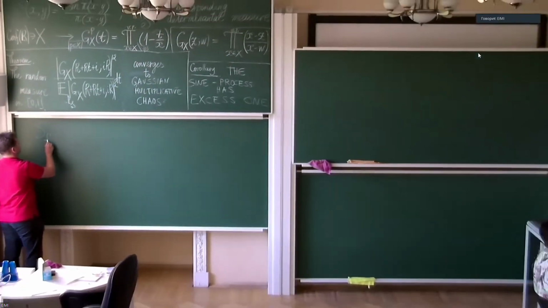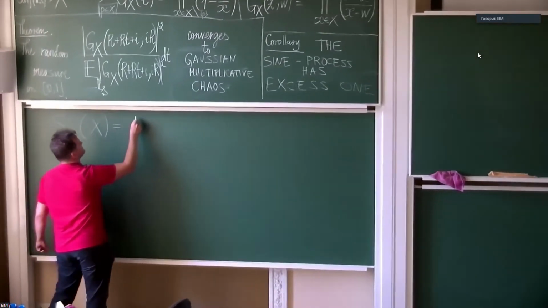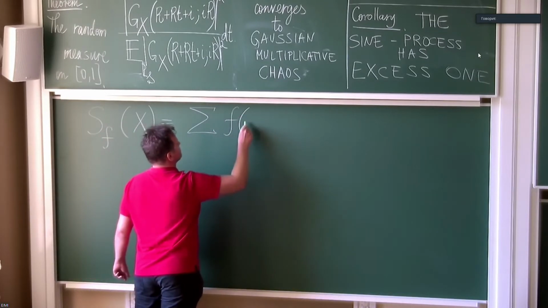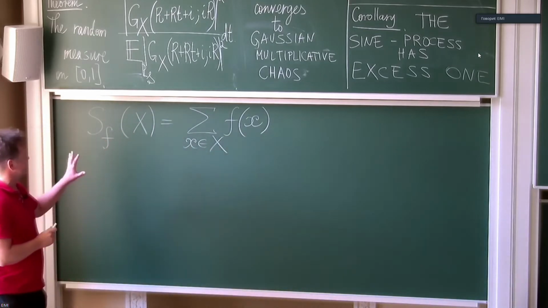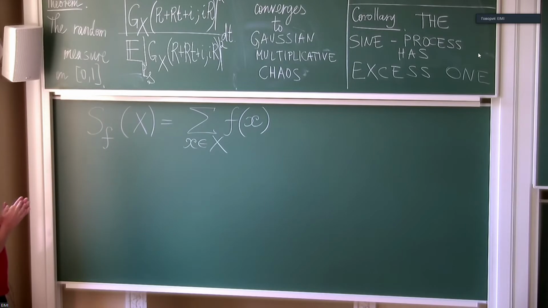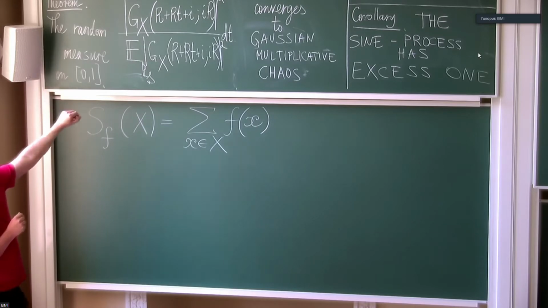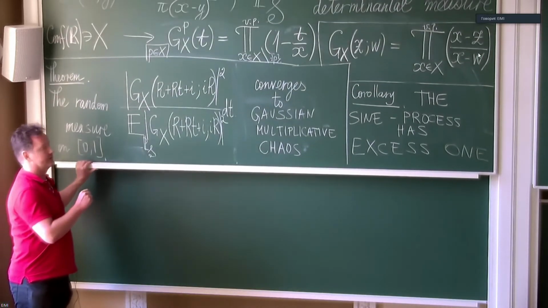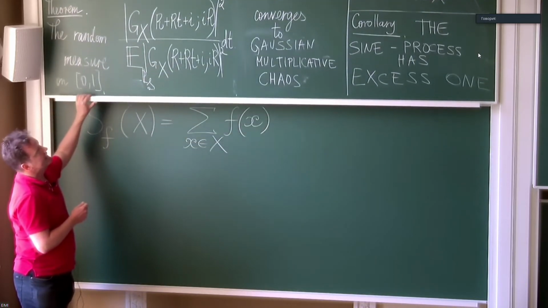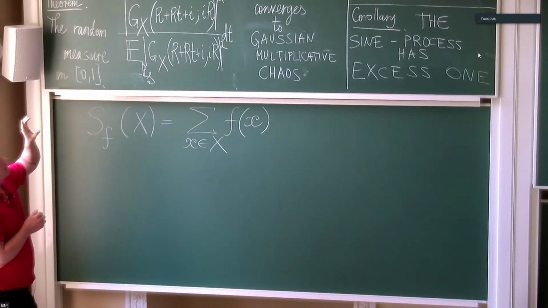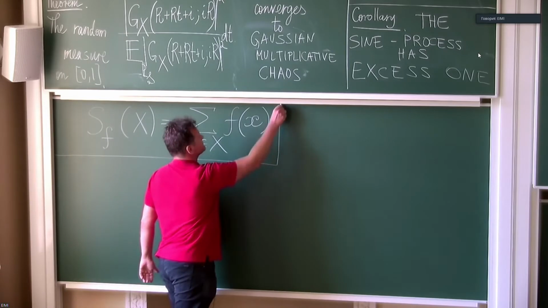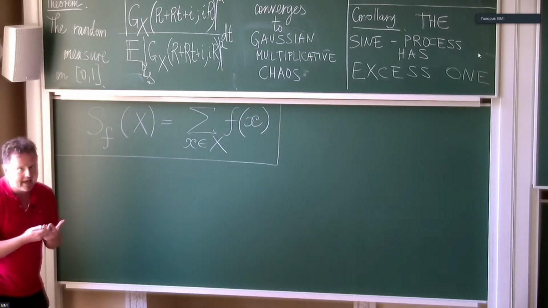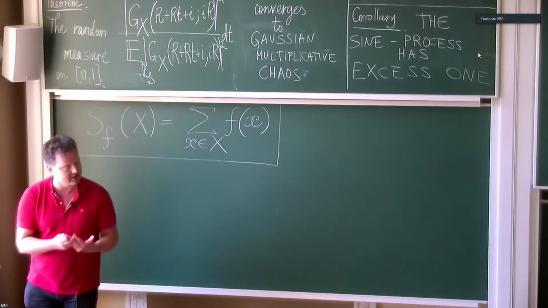What will be important for me are the additive functionals of the sine process. So I consider sums over particles of values of a function. Obviously, clearly, the logarithm of my random entire function is a particular case of such additive statistics, and in fact these additive statistics behave very much as normal random variables.